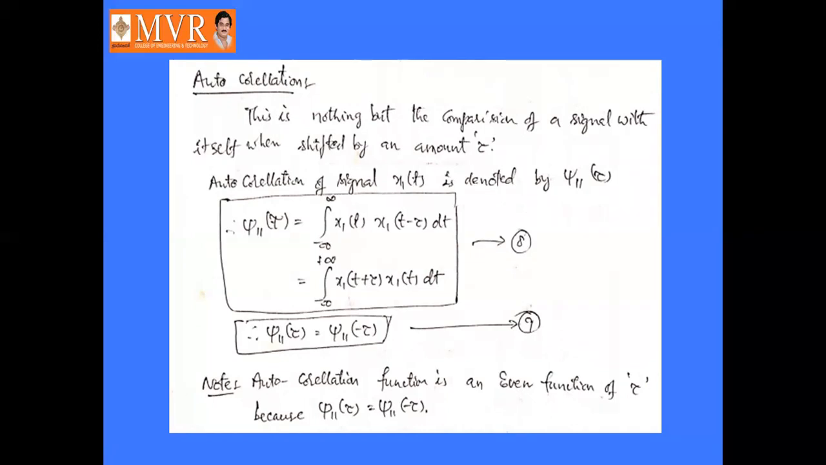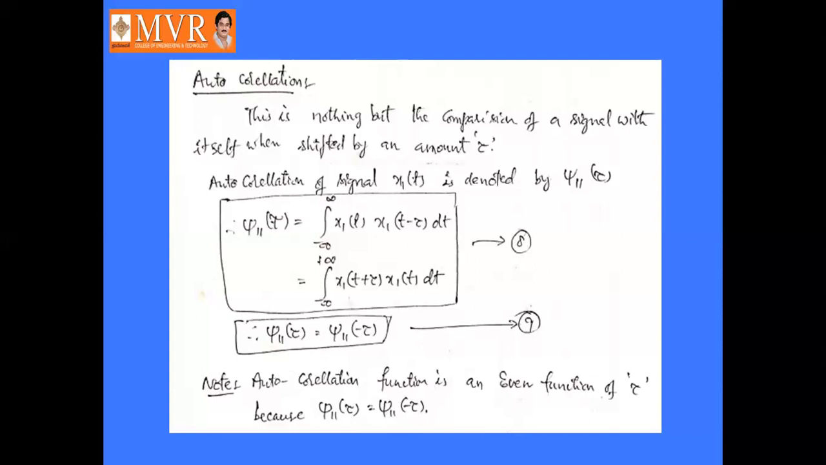Okay, it can be compared with itself only. So autocorrelation of signal x1 of t is denoted by J11 of tau, whereas cross correlation of two different signals is denoted by J12 of tau or J21 of tau. Autocorrelation is denoted by J11 of tau, where 11 means one signal is compared with itself only. It is represented as the integral from minus infinity to infinity of x1 of t into x1 of t minus tau dt, or we can write this as the integral from minus infinity to infinity of x1 of t plus tau into x1 of t dt. That will be considered as equation number 8.